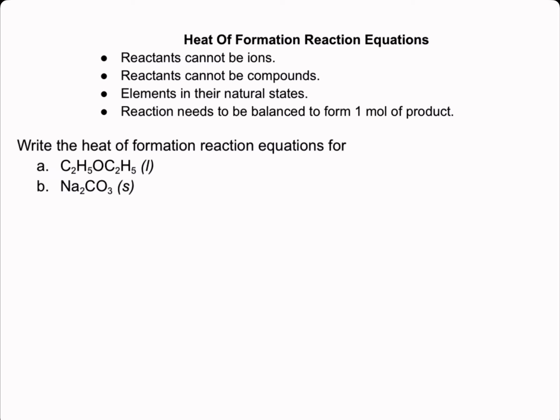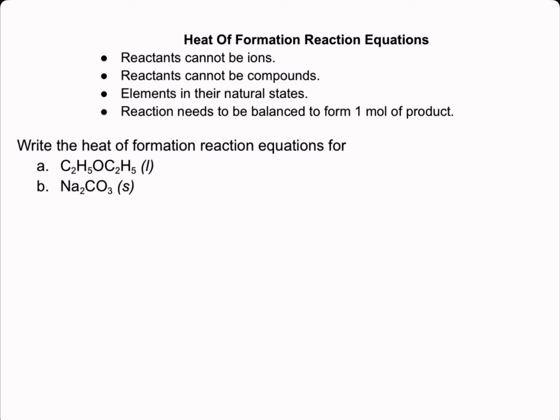When we're balancing regular chemical equations, our coefficients have to be whole numbers. We're not allowed to use fractions. But for these heat of formation reaction equations, we can use fractions because our goal is to form 1 mole of that product. Let's take a look at this example. Write the heat of formation reaction equation for C2H5OC2H5 liquid.